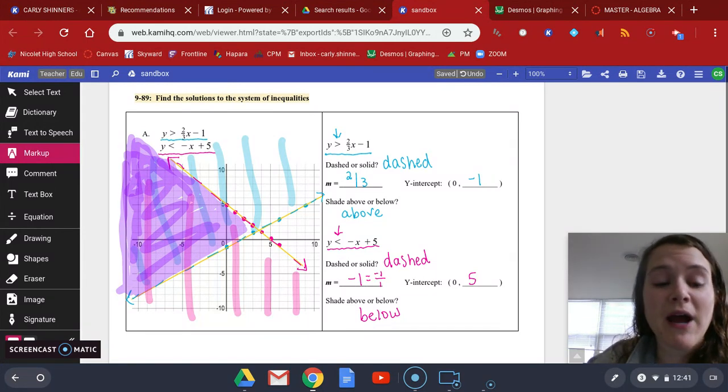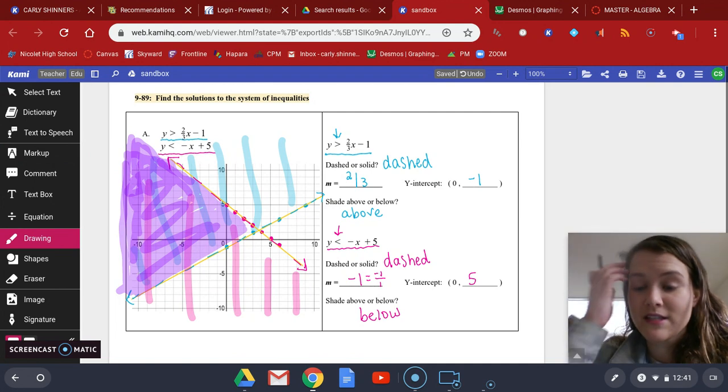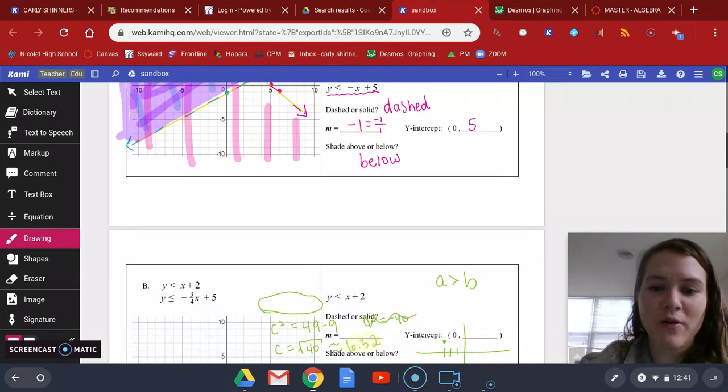And we're going to keep practicing this week. And then next week we will review. And this is kind of the last step in chapter 9 here. So let's try another one.